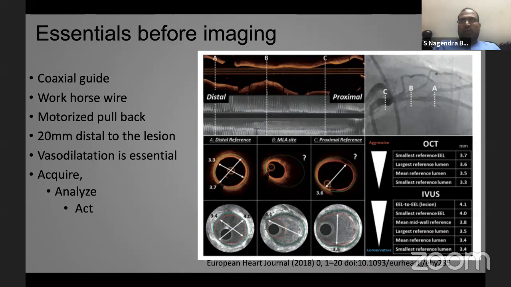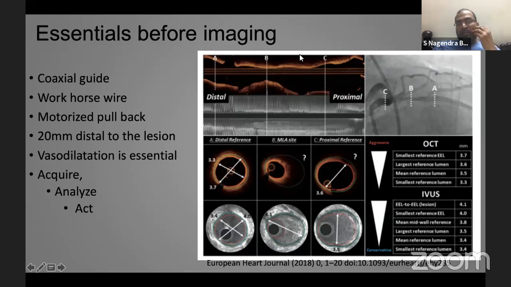Acquiring an IVUS image is not an isolated step. We have to analyze this image properly. In all the Western countries, there is an IVUS image coordinator who interprets the IVUS image while you are doing the procedure. If such a system doesn't exist in a hospital, then we may have to deglove, go and see the image, analyze it, and then act accordingly. So these are the three A's of IVUS: acquire, analyze, act, so that appropriate decisions can be made for better outcomes.